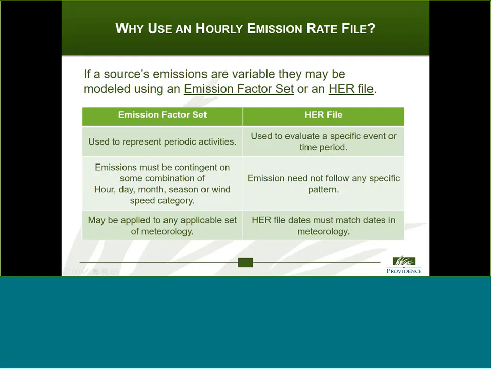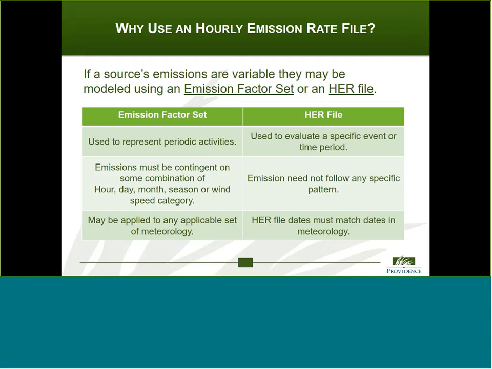So AERMOD has two avenues for us to follow if we have a source with emissions that are not continuous. One of them is using an emission factor set, which is certainly the easier of the two options. And if that isn't going to work for your particular situation, you'll need to look into using an hourly emission rate file. I just want to talk about the differences between these two options.